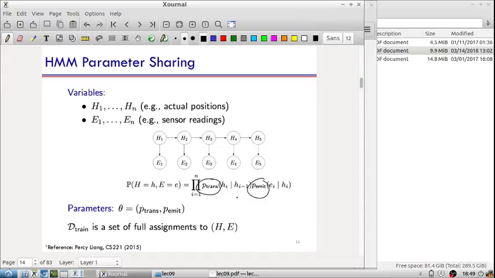Maybe don't have H1. H1 is missing. Yes, it has to be H1.